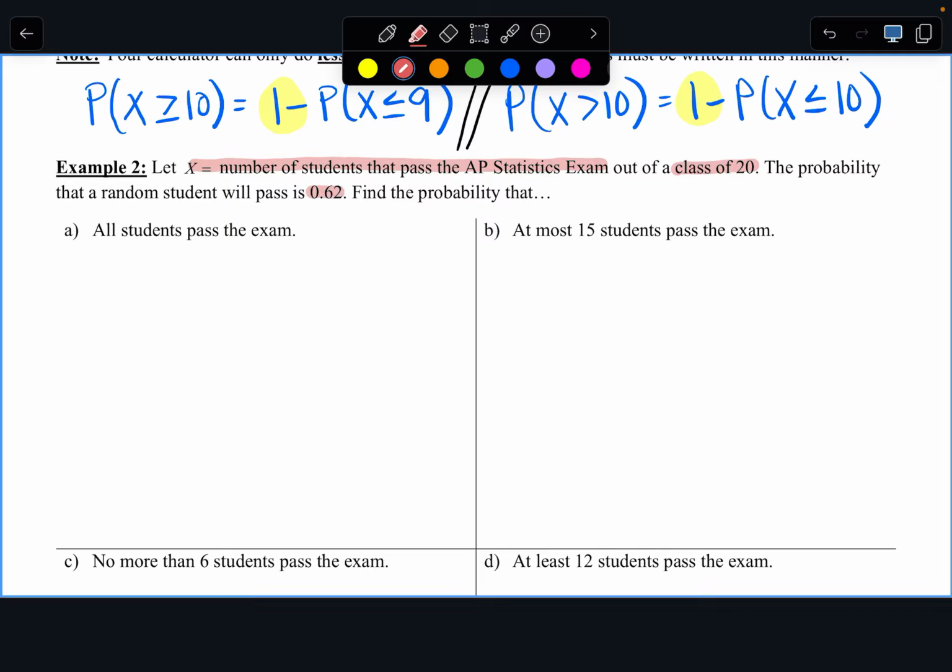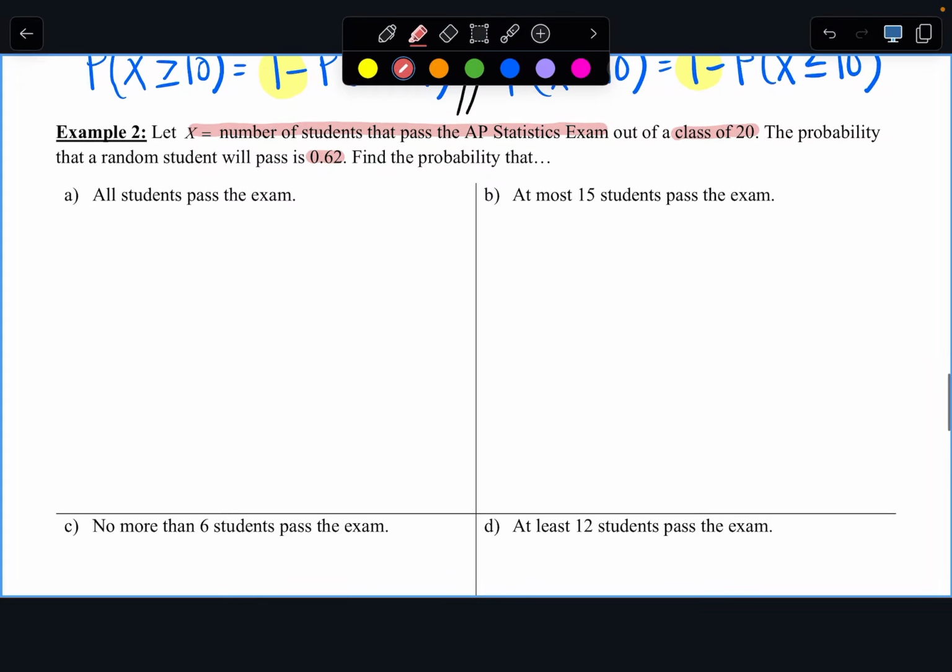Find the probability that... So just to run through binomial again, it's binary. Either they passed or they failed. It's independent. One person passing doesn't affect the next person passing. There's a number of trials. We have 20, and we have a probability of success of 0.62. So all 4 of those things make this a binomial distribution. So now, if I want the probability that all students pass, that means my X value would be all 20.